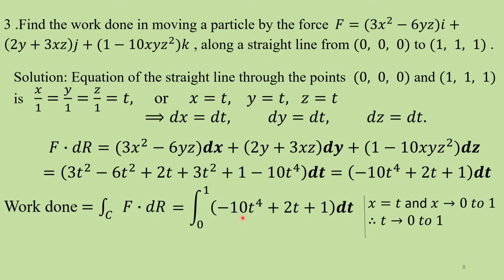So the integral of this is minus 10 t⁵ by 5, gives minus 2t⁵, plus the integral of 2t, t² by 2, 2 gets cancelled, that is t², plus the integral of 1 is t. Apply the limit, upper limit: minus 2 plus 1 plus 1. So that is minus 2 plus 2 gets cancelled. Lower limit anyhow gives 0. So the work done in moving a particle by this force field along the straight line between the point (0, 0, 0) to (1, 1, 1) is 0 units.